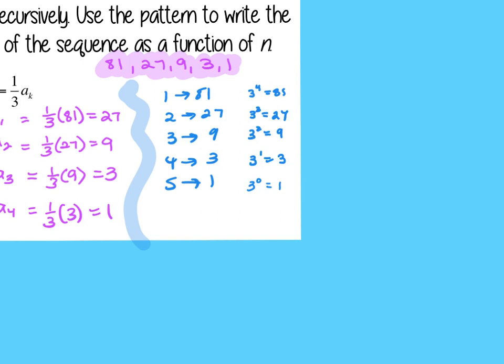I can't say n plus 3, right? Because if I did n plus 3, 1 plus 3 is 4. But if I did n plus 3 here, that's n to the 5th. So I can't do it that way. I can't add. What else might I be able to do?